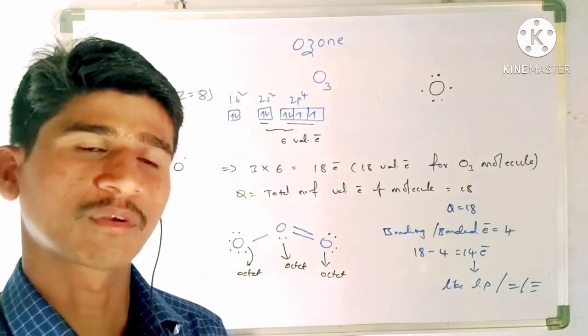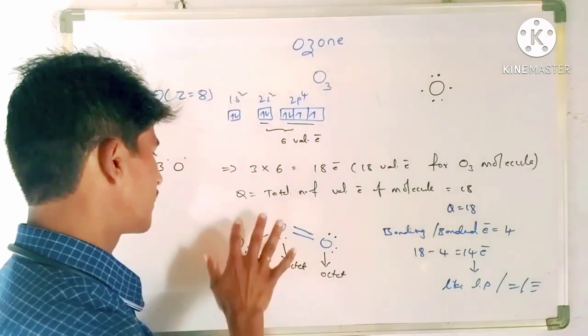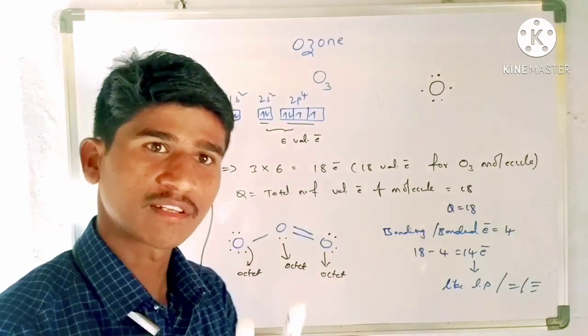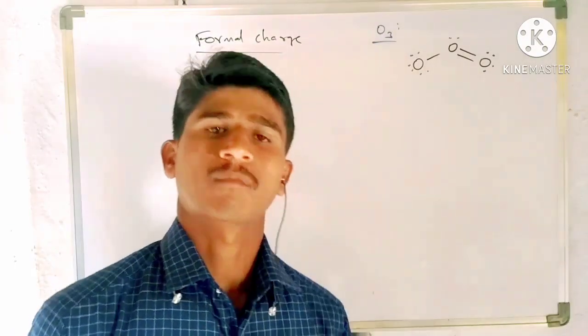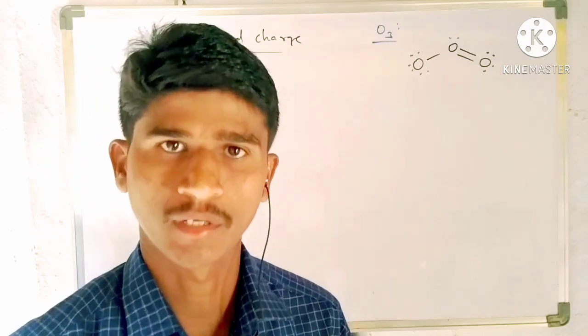Now we have to consider whether there are any charges internally present on these oxygens. That we have to find out. So that is the starting point for formal charge. Formal charge is nothing but the imaginary charge present on the atoms of the molecule.